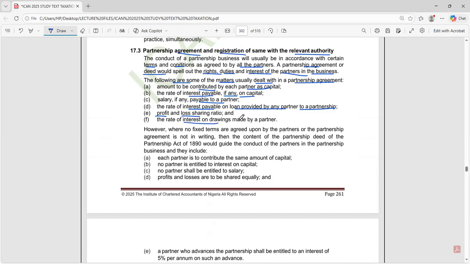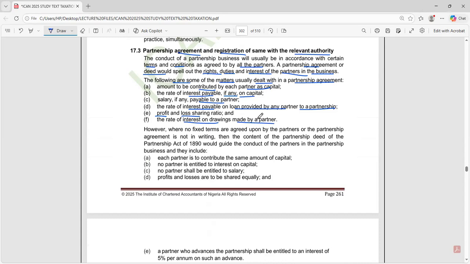Then the rate of interest on drawings made by the partners. A partner may need money, but he may not be able to wait till the end of the year when they are going to share profit. What he can do is draw, you know, drawings, when you collect money from your business. When he draws, they usually attach interest to it. The reason they attach interest to the money you are drawing is to restrict partners from drawing. If there's no interest, anybody can come one day and say, I want to collect 100K, I want to collect 1 million, I want to collect 2 million. But if for every money you take out from the business, you pay 20% interest, collecting that money will be difficult for you. So that is what it entails.